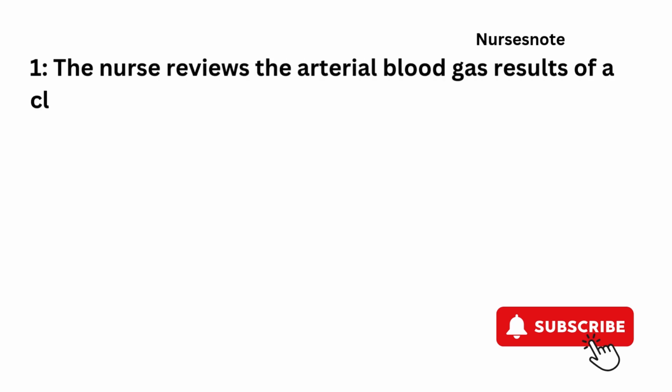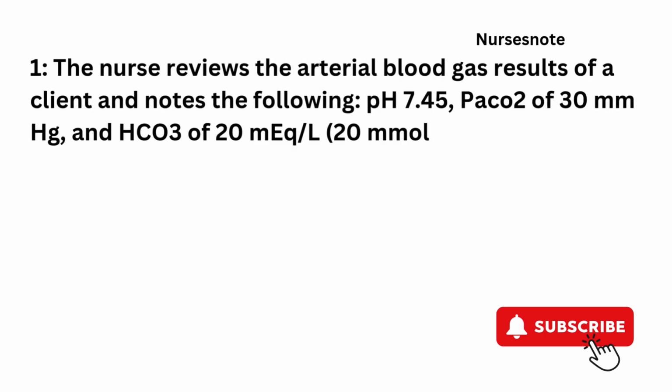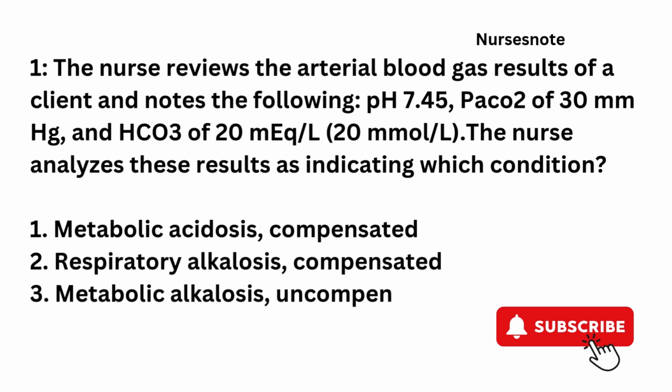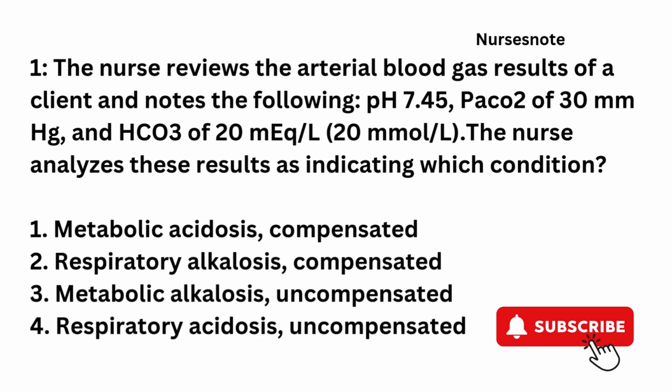The nurse reviews the arterial blood gas results of a client and notes the following: pH 7.45, PCO2 of 30 mm of mercury, and HCO3 of 20 milliequivalents per liter. The nurse analyzes these results as indicating which condition.